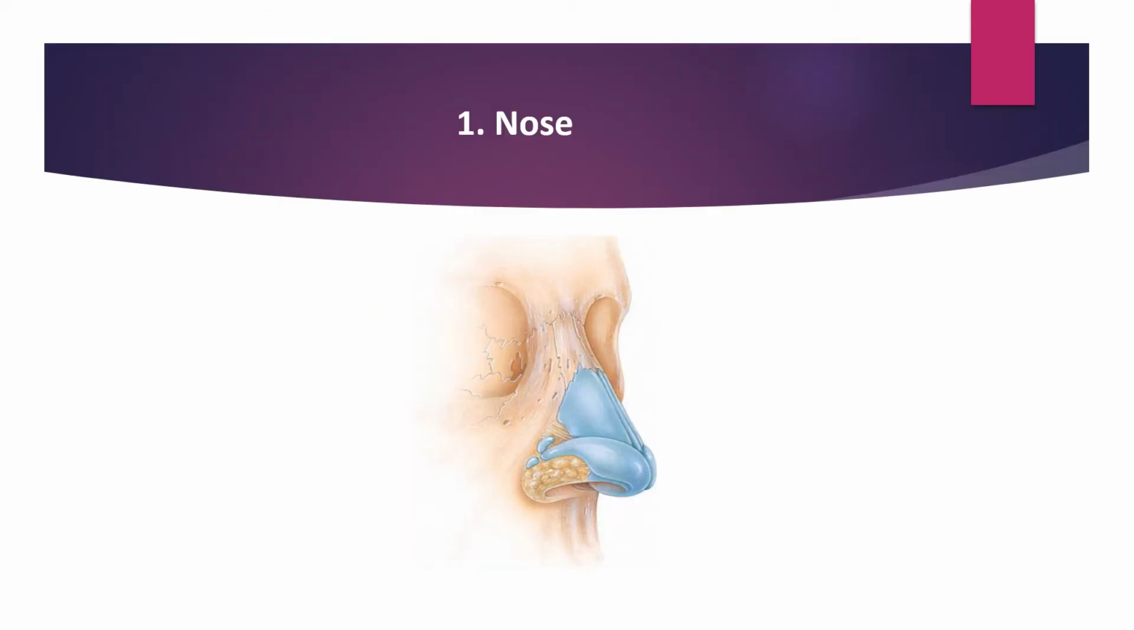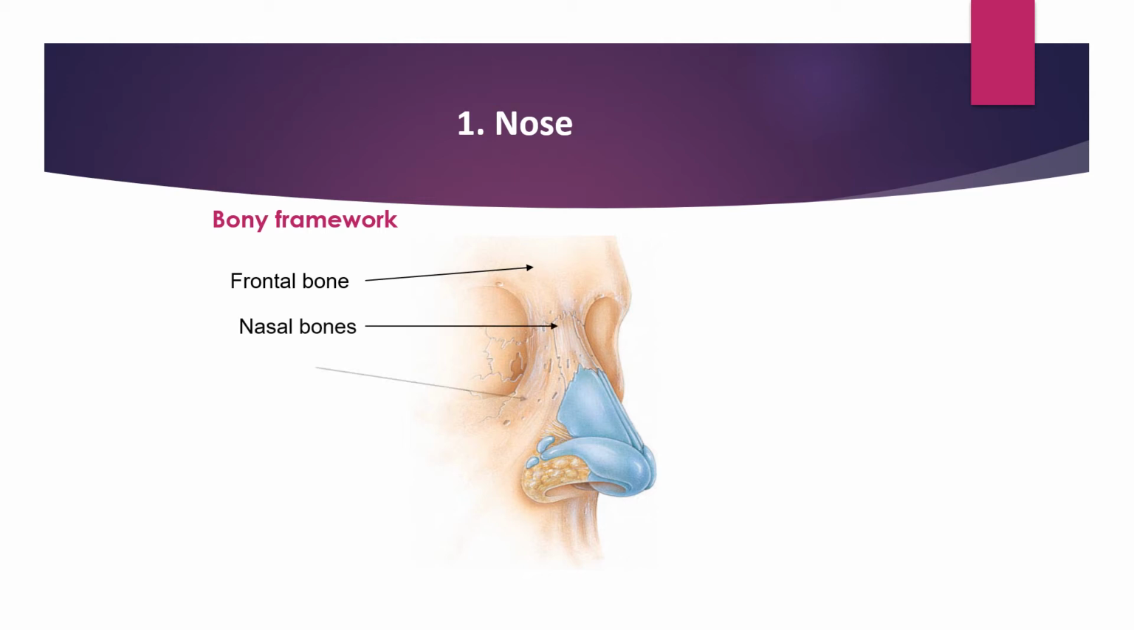Now we'll see each part one by one in detail. So first one, we'll see the nose. The nose consists of a bony framework and a cartilaginous framework. So first we'll see the bony framework. This bony framework includes the frontal bone. This particular part is known as the nasal bone. This one is nothing but the maxilla, and here it is nothing but the dense fibrous connective and adipose tissue.